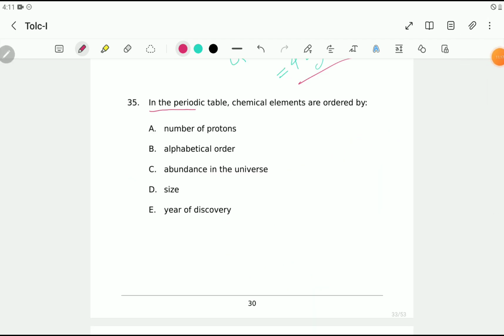In the periodic table, chemical elements are ordered by number of protons, alphabetic order, abundance in the universe, size, year of discovery, and all. We know the answer is A. It's a very basic question.